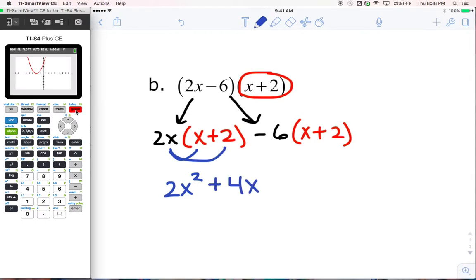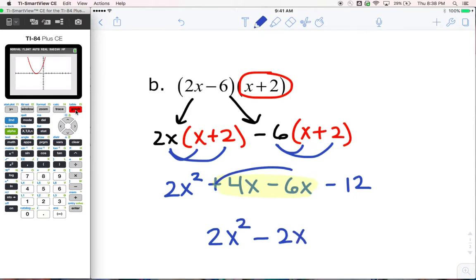On the end here, we've got negative 6 times x, which is negative 6x, and negative 6 times 2, which is negative 12. So, to finish, just like last time, check for like terms, which we have in the middle here. And we've got 2x squared minus 2x, right? 4 minus 6 is negative 2, and then minus 12.